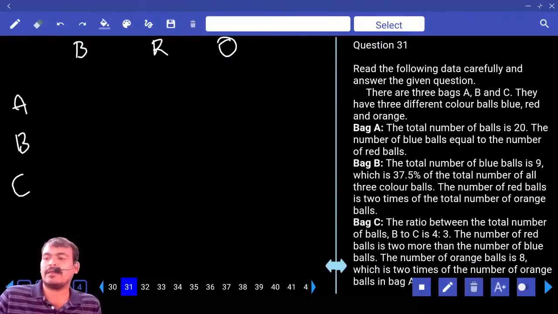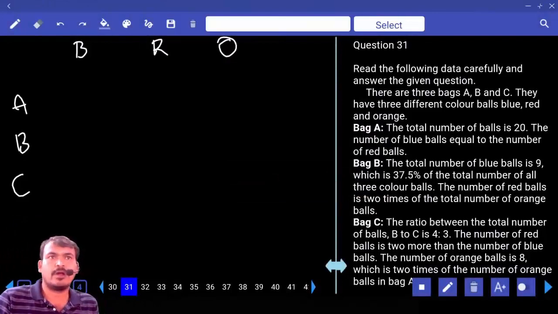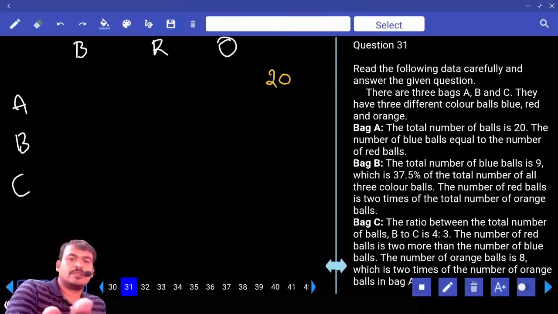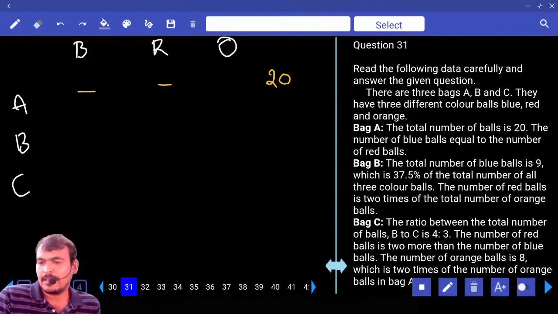Next, in bag A, the total number of balls is given as how much? Bag A total number of balls is 20. Next, the number of blue balls is equal to the number of red balls. Means blue balls and red balls are both the same or different? Same.